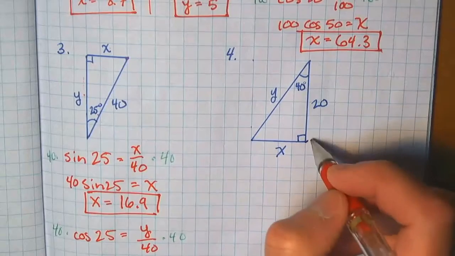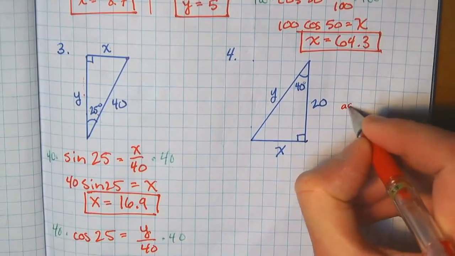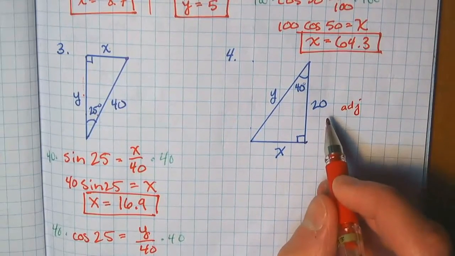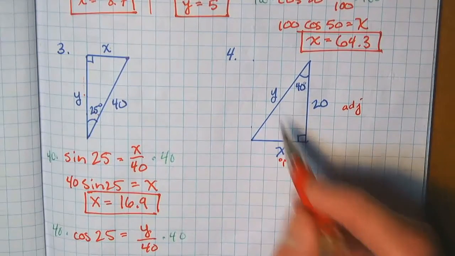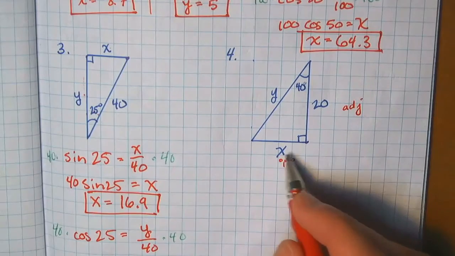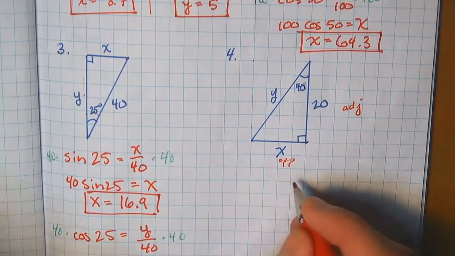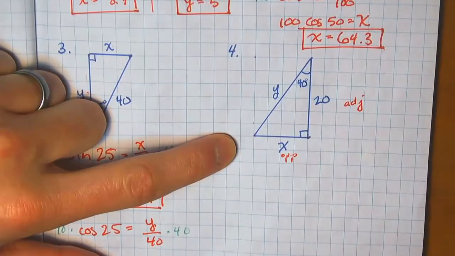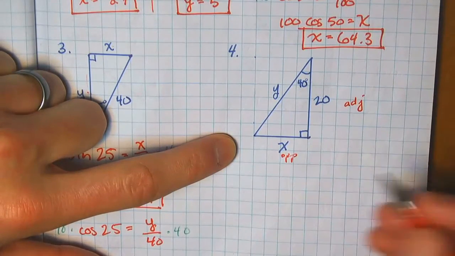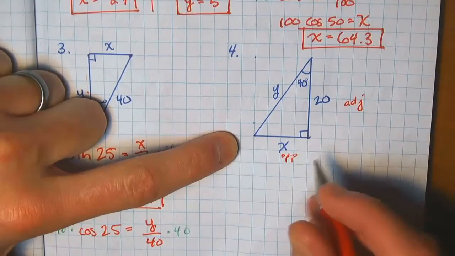So we have the adjacent side, right? This is the adjacent side. And this is the opposite. So we're looking for the hypotenuse and we're looking for the opposite. Because I have these two, that's actually going to be tangent. This is going to be the first one where we've had to use tangent. Tangent doesn't come up very often.